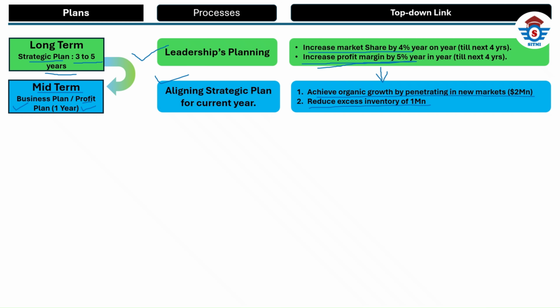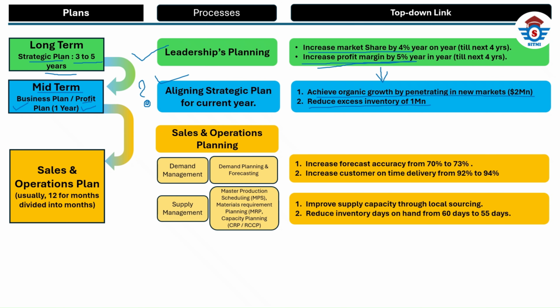Though this plan sets good direction for an entire year, this plan is still high level and cannot be executed directly. This is where an important mediator comes into the picture, which is sales and operations planning, also known as S&OP. S&OP is extremely important because it breaks the annual business plan into monthly plans and balances demand and supply in a realistic way. On the demand side, it focuses on demand management and forecasting, and on the supply side, it looks at supply management, capacity planning, MRP, and production scheduling. For example, improving forecast accuracy or on-time delivery are typical S&OP goals.